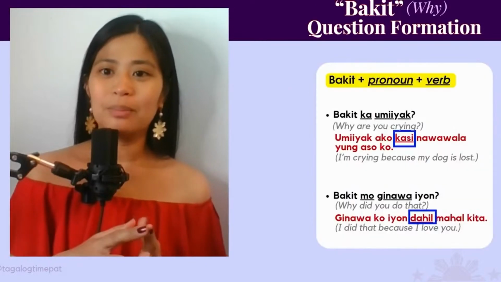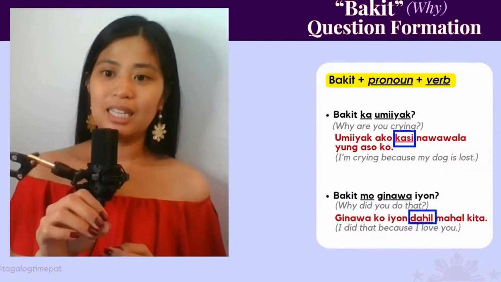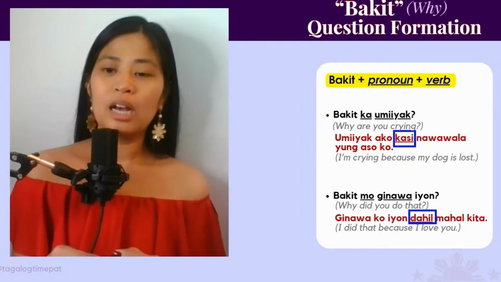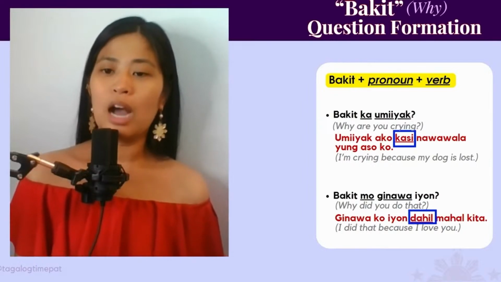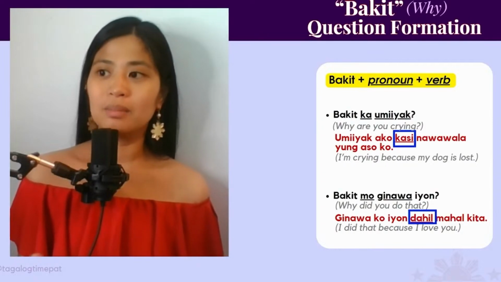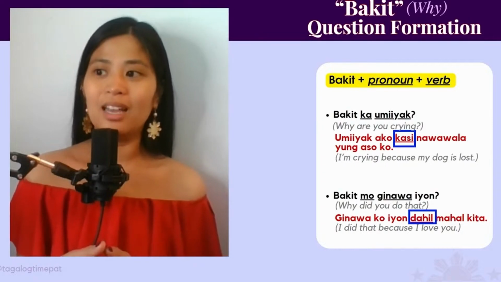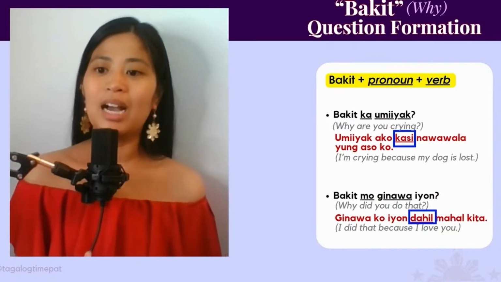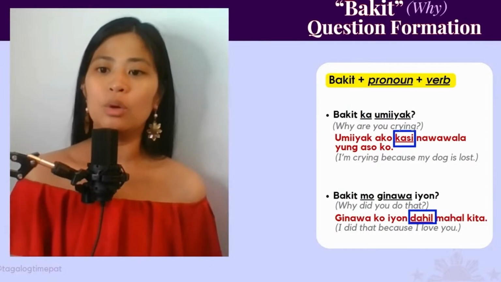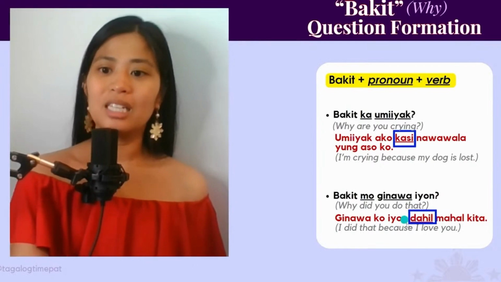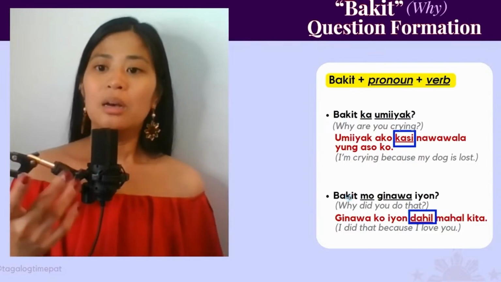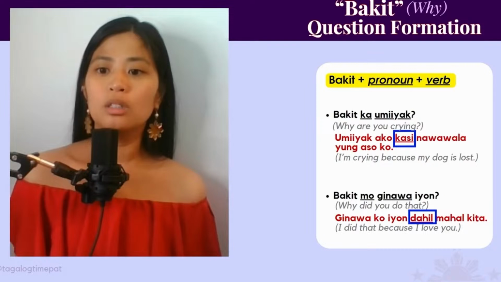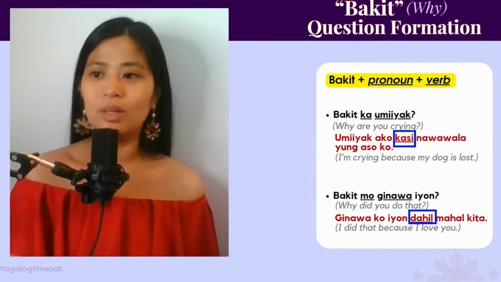So here are those examples again, and you'll see the kasi and dahil. So umiiyak ako kasi nawawala yung aso ko. I am crying because my dog is lost. So there's kasi. And then ginawa ko yun dahil mahal kita. I did that because I love you. So there's the kasi and there's the dahil. And they are used interchangeably, but kasi is more casual. Dahil is a little bit more formal, but can also be used casually. Okay?